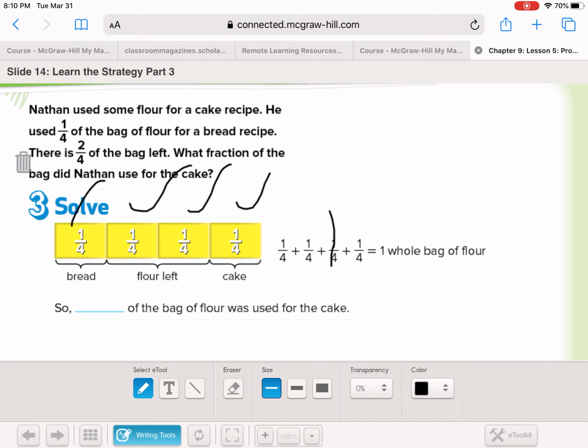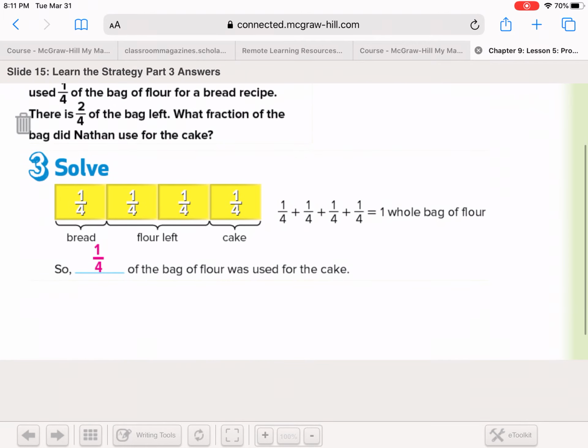He used 1/4 for bread and he has 2/4 left over. What fraction of the bag did he use for his cake? I'm going to say 1/4. Yes. So 1/4. That was easy. That was a little too easy. It made me a little nervous.